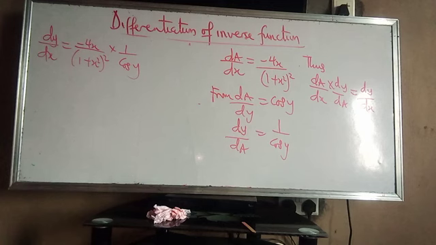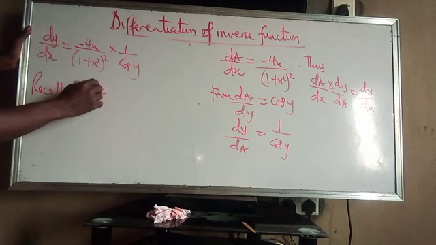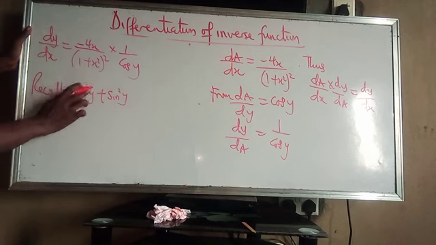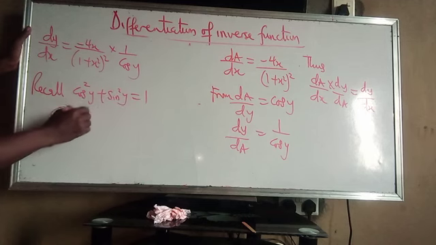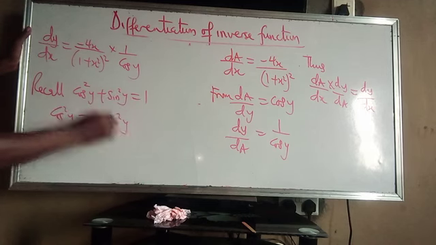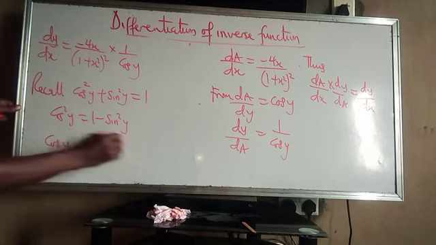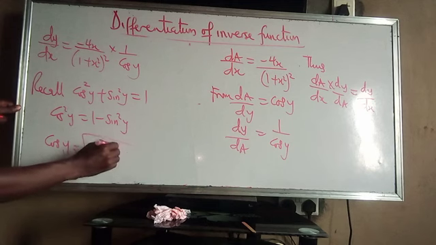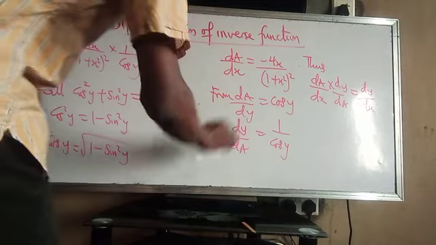Good. Now let's try to find the equivalence of cos y. Recall, cos squared y plus sine squared y is equal to 1. So cos squared y is equal to 1 minus sine squared y. So cos y will be the square root of 1 minus sine squared y. I hope you are following. Beautiful.